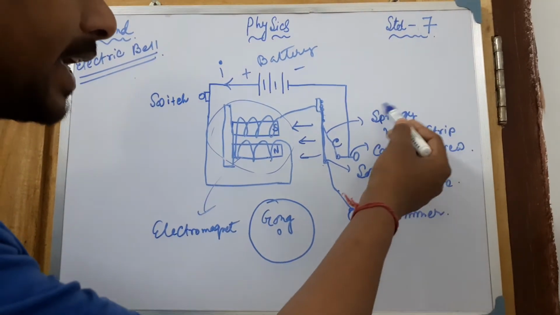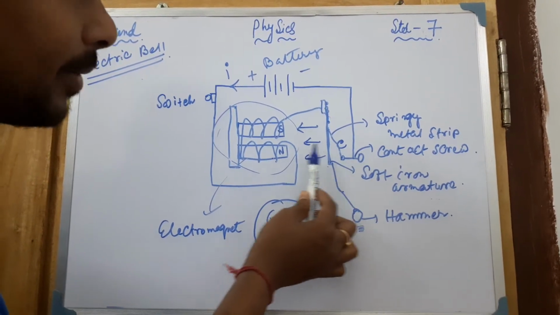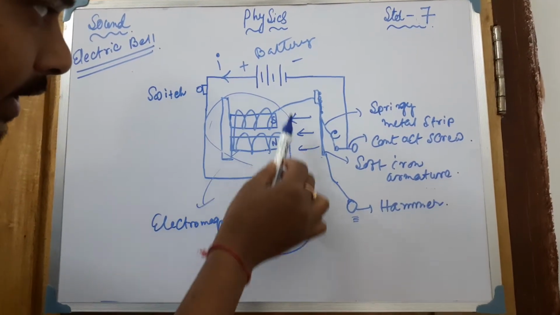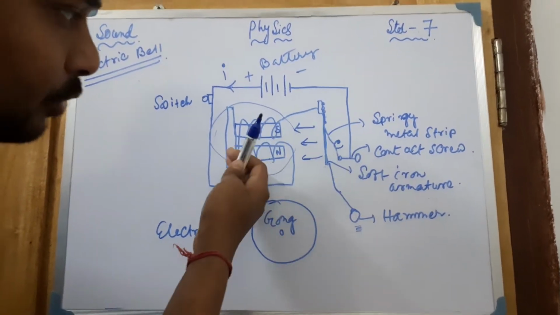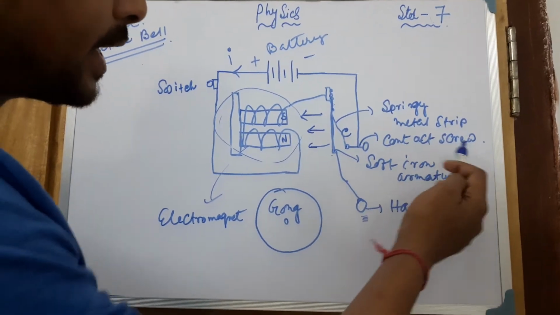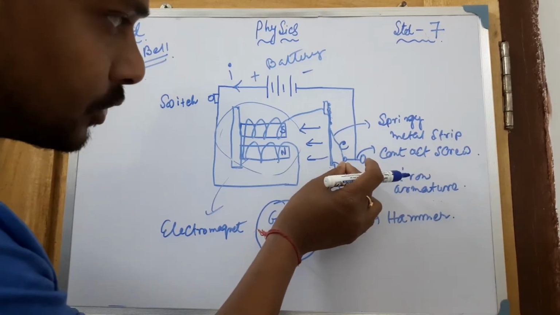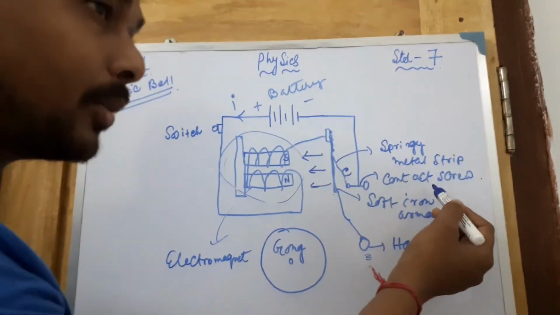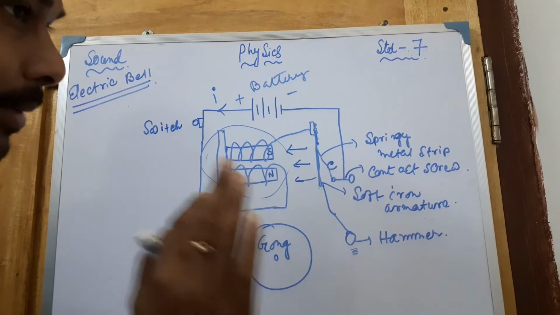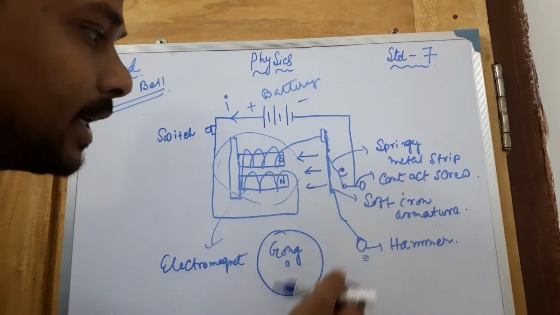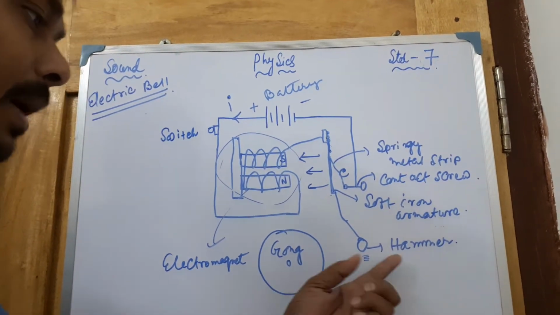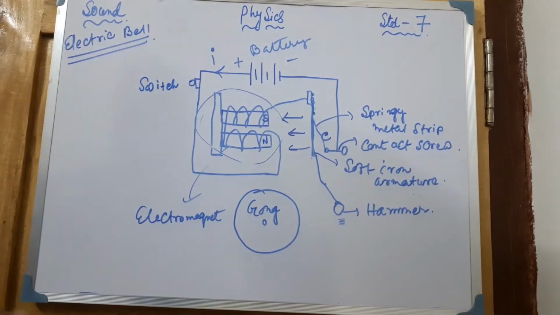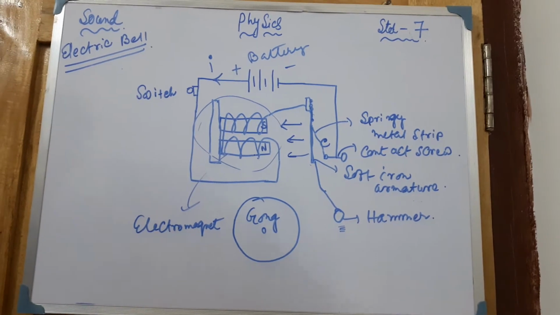You read about the springy metallic strip, the springy one, which is movable and can move here and there. When there is an electromagnet, it will move; otherwise, it will not move. The contact screw is also there, which is holding this. This is a soft iron armature, because you have to take a magnetic material. If you take wood here, it will definitely not attract, because it is not a magnetic material. The hammer is there, the gong is there. The hammer will hit the gong, and it will work. So this is the construction of the electric bell, which is given in the book.